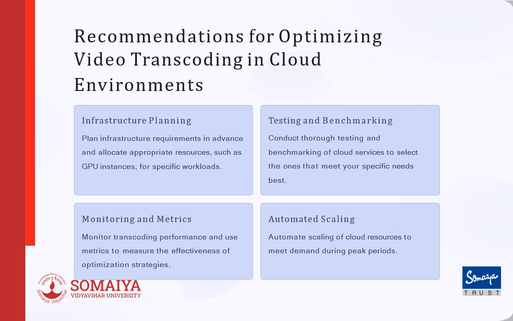Monitoring and metrics: monitor transcoding performance and use metrics to measure the effectiveness of optimization strategies. Metrics such as transcoding time, cost, and resource allocation are used to monitor the various parameters of video transcoding. Automated scaling: automate scaling of cloud resources to meet the demands during peak periods. This comes basically to the scalability part of the cloud. As we all know, cloud can provide increased services if the need is more. An example of meeting the demand would be if a popular video has been hosted on a basic video platform, the most commonly used being YouTube. If one video has been trending, more resources are provided to the streaming of that particular video.